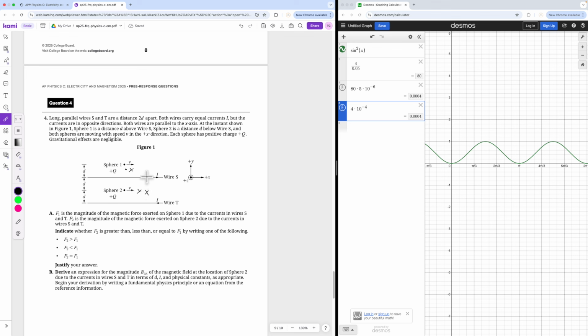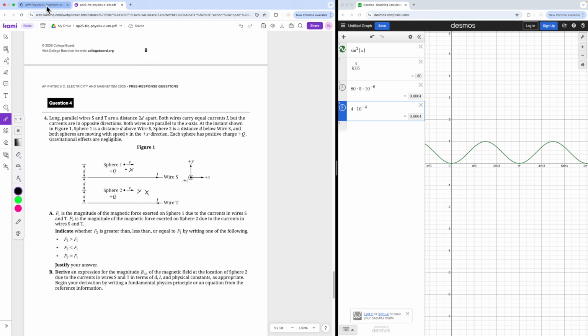So remember, your magnetic field depends on the distance. So of course, wire S's magnetic field is stronger than T. But again, these are in opposing directions. Whereas for sphere 2, they're in the exact same direction. So sphere 2's path is going to be having a much stronger magnetic field along this path over here. Whereas in sphere 1, it's weaker.